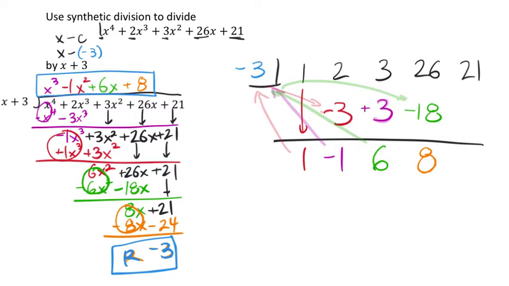But now that I've got my 8, I've got to multiply it by -3. 8 times -3 is going to go right here. That's going to be -24. And again, this last value right here, that's my remainder. 21 minus 24, last time I checked, that was -3. So this is our quotient, what I have there at the bottom underneath that line.